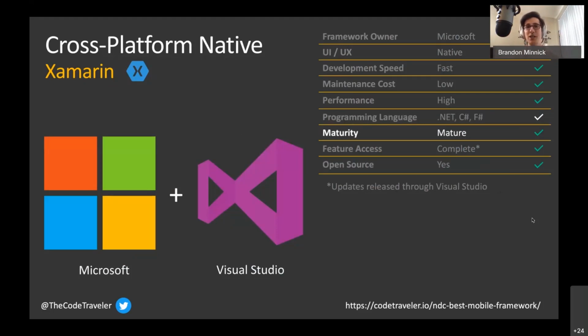Now, the maturity of Xamarin, very mature. Xamarin's been around over a decade, and so we've had enough time to continue iterating and working on the tools. And now that we're part of Microsoft, we continue to add in new features as well. The feature access is complete. Like I mentioned a minute ago, you have access to every single native API. We don't do anything fancy at Xamarin. We just wrap every single API so that you can use it in C#. So if there's an API that you want to use, like augmented reality or geofencing or anything, you have access to it as a Xamarin developer. And it's all open source.